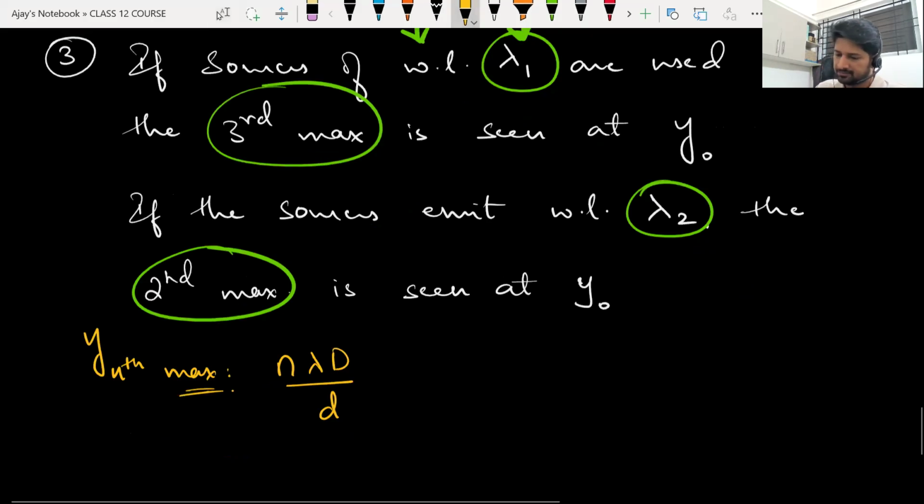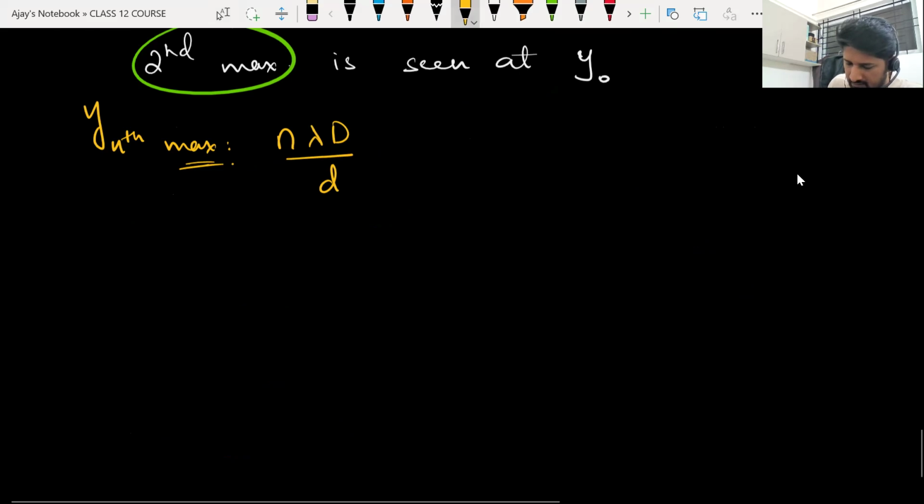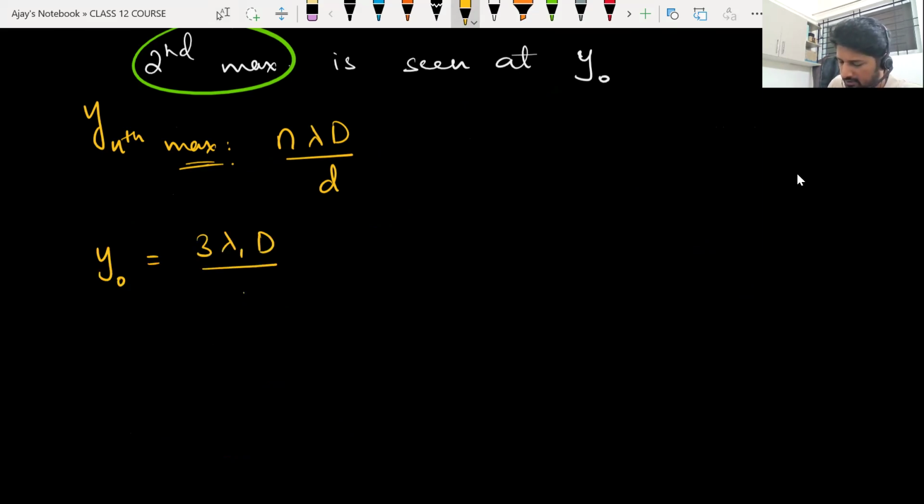So you are told that when the wavelength is lambda 1, third maximum is seen at y naught. So we can conclude that y naught is equal to the third maximum, so 3 lambda 1 capital D by small d. Is this step clear?